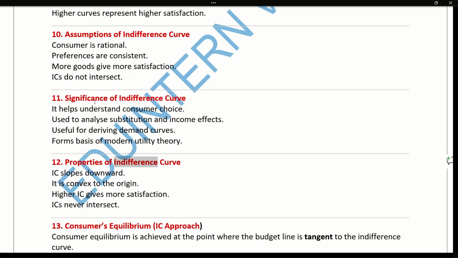12. Properties of Indifference Curve. IC slopes downward. It is convex to the origin. Higher IC gives more satisfaction. ICs never intersect.